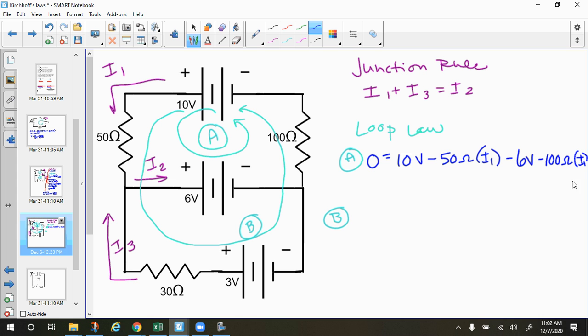Ooh, I'm almost out of room here. Okay. So there's our first one.